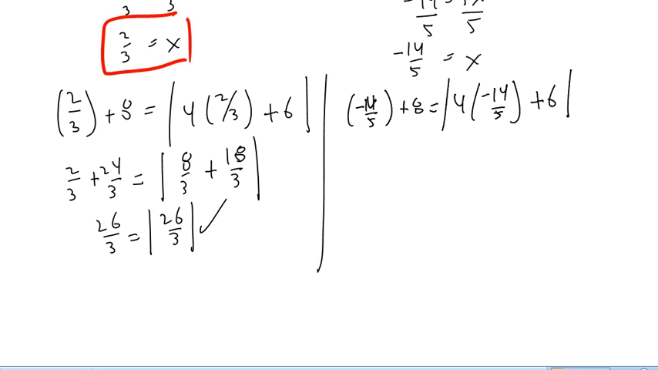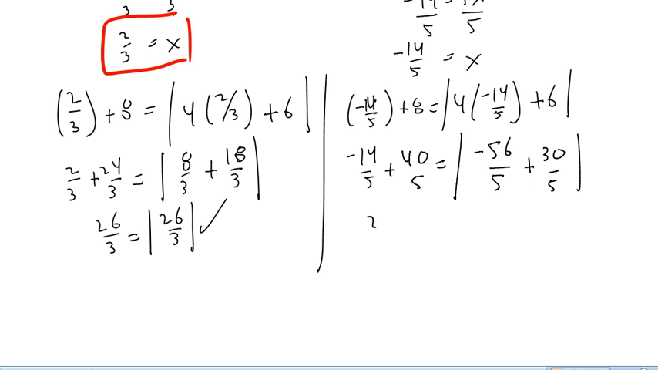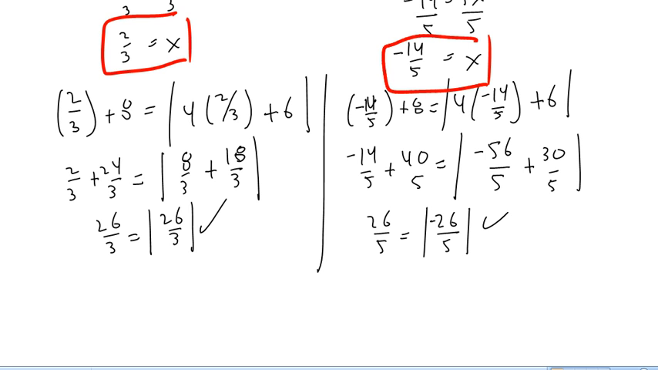Okay, let's try our next one. Okay, and common denominator 5 this time. Oops, that's not equals. So we get 26 over 5 equals the absolute value of negative 26 over 5. Also true. So in this case we have two solutions. X can equal 2/3 or x can equal negative 14 over 5, and both of those will make the original equation true.